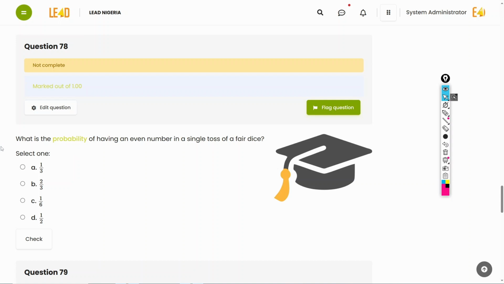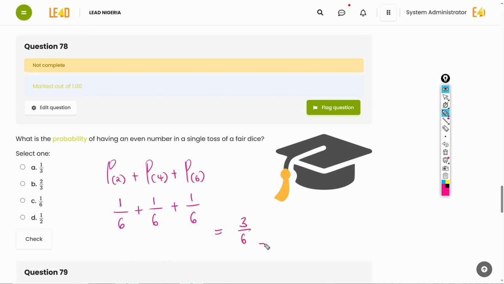Question 78. What's the probability of having an even number in a single toss of a fair dice? Probability of having an even number is, I mean, that's either 2, sorry, my bad. So that would be probability of having 2 plus probability of having 4 plus probability of having 6. Probability of having 2 is 1 out of 6 because there's only one side labeled 2, right? Same thing here. There's only one side labeled 4, plus same thing here, only one side labeled 6. So that would be 3 out of 6, which gives me what? 1 out of 2. All right, so the correct option is D, 1 out of 2.